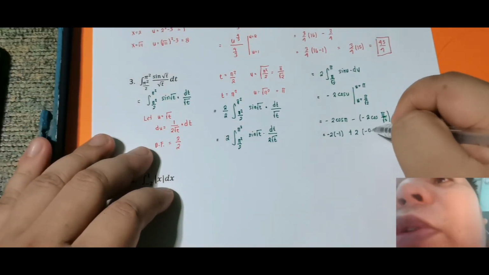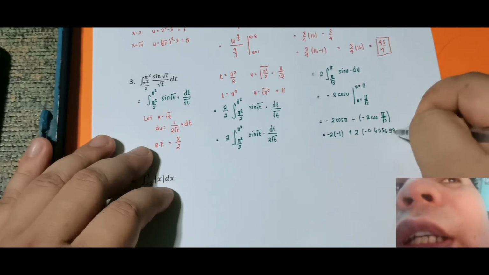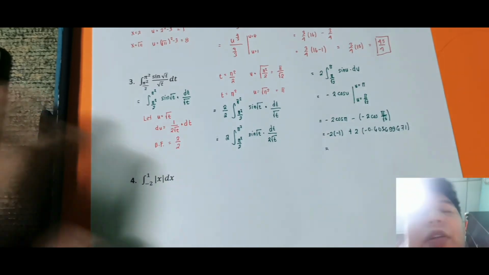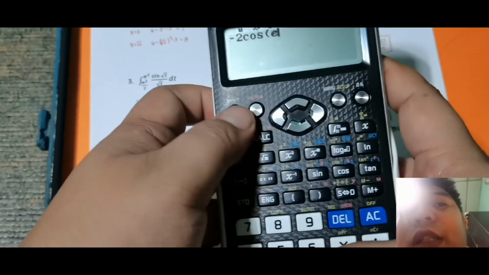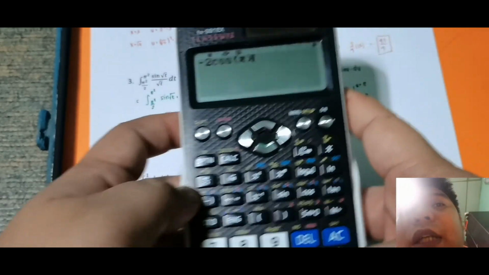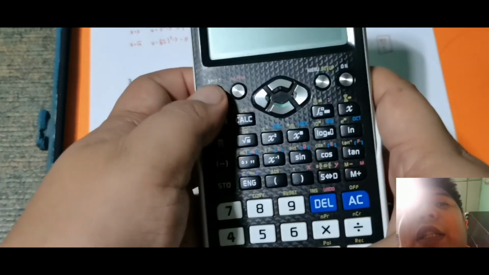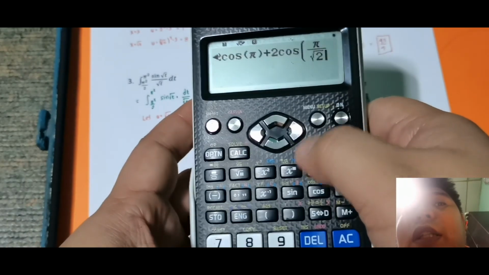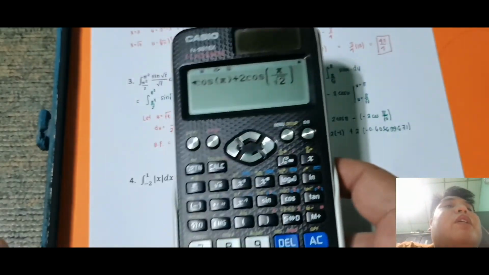Is negative 0.05699861. So compute ko na exact dito para mas magmukhang exact tayo. So ang gagawin ko, this is negative 2 cosine alpha pi, then plus 2 cosine alpha pi over square root of 2. So check natin yung magiging exact value niya. So kasi kung decimal lang kukunin natin, di exacto yung value.